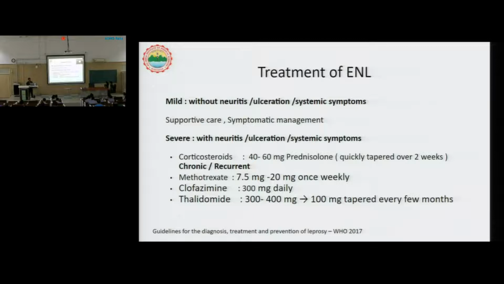In patients with chronic or recurrent lesions, we can use methotrexate starting from 7.5 mg to 20 mg once weekly, and clofazimine 300 mg daily, and thalidomide can also be used, 300 to 400 mg, which can be tapered to 100 mg every few months. It has been found that patients who have been started on thalidomide have a dramatic response for erythema nodosum leprosum, and become asymptomatic within a few days.